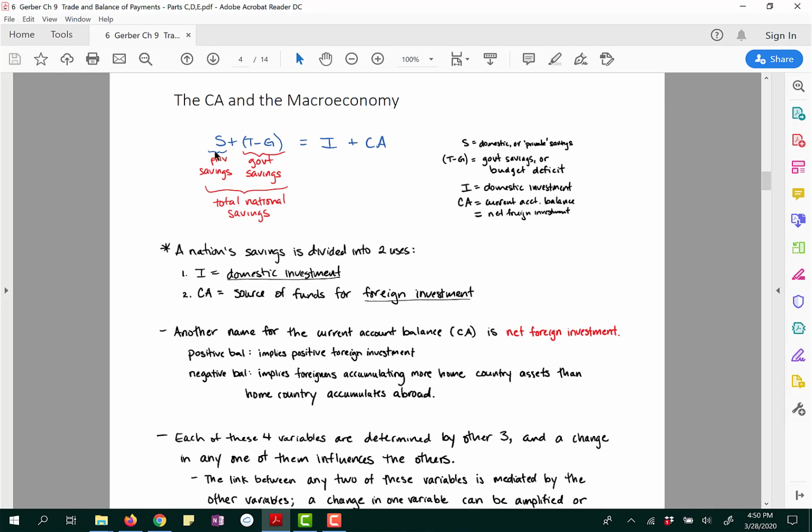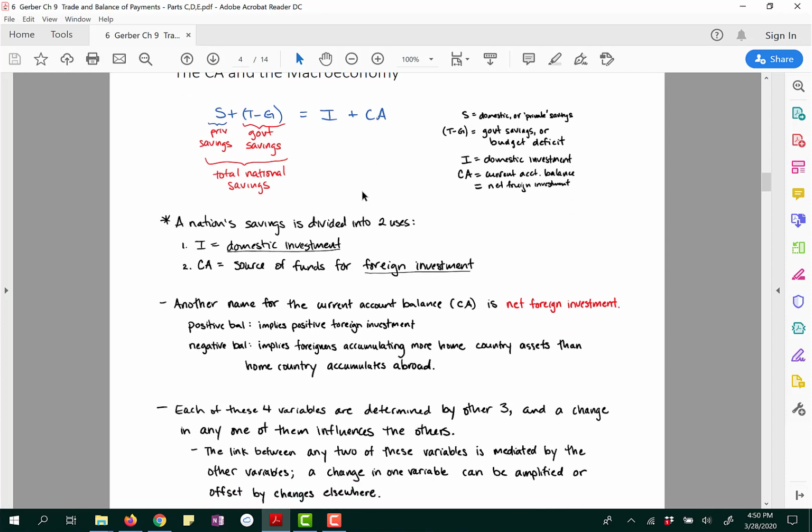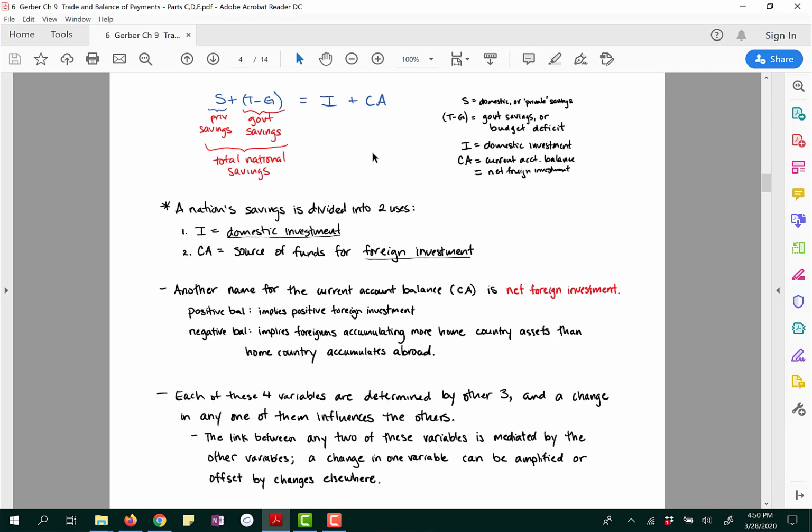So each of these four variables is partially determined by the other three, and a change in any one of these influences the others, but changes in any one of them can either be mitigated or amplified by changes in other of these variables. You'll see what I mean by that when we go through some examples talking about some of these changes.